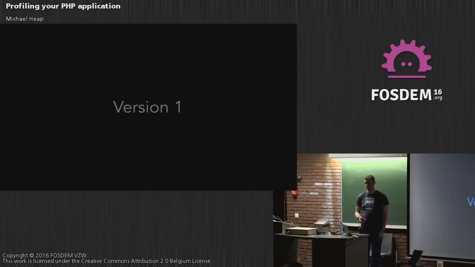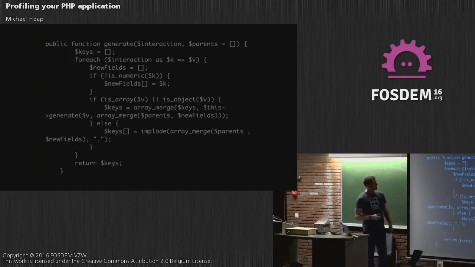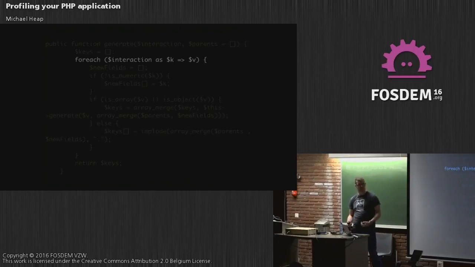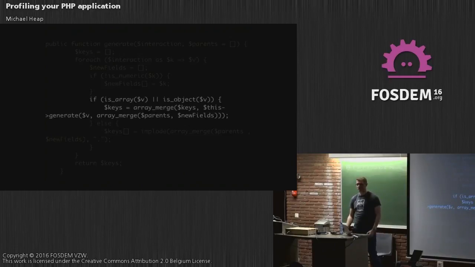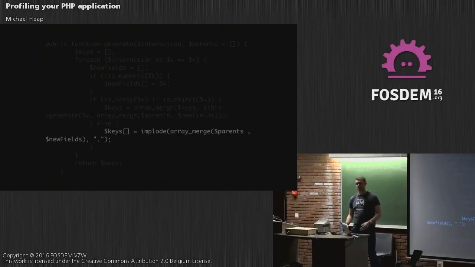I started by writing some tests to make sure that my algorithm was actually working accurately, and then just jumped straight into it. Went for version 1. It looked something like this. Starting at the top, we want to run for every field in the interaction. If it's an array or an object, it's not a scalar value, so let's recurse down. Otherwise, let's take all of the keys that we've seen so far, join them with a dot, and put them into a list for reading later.